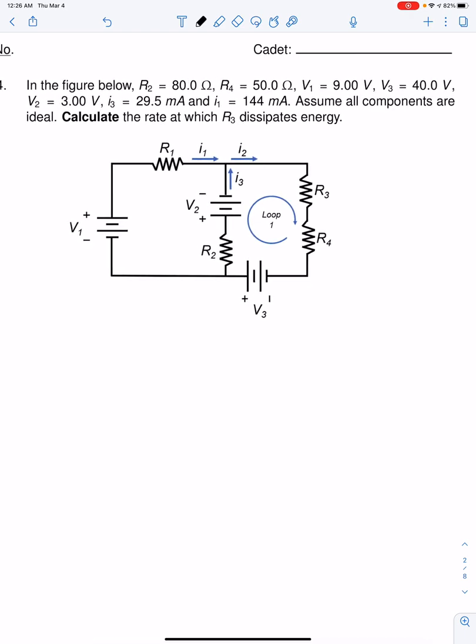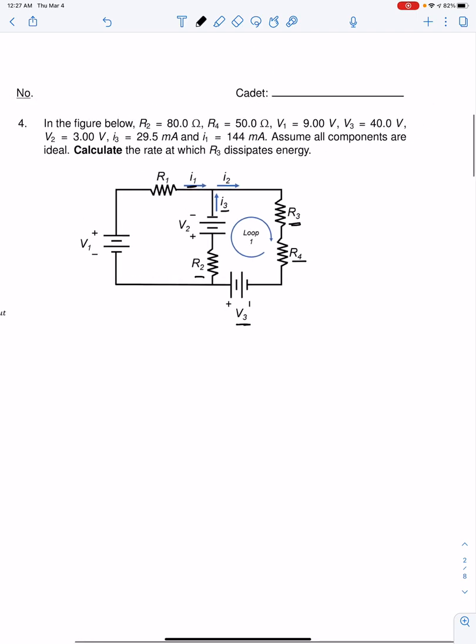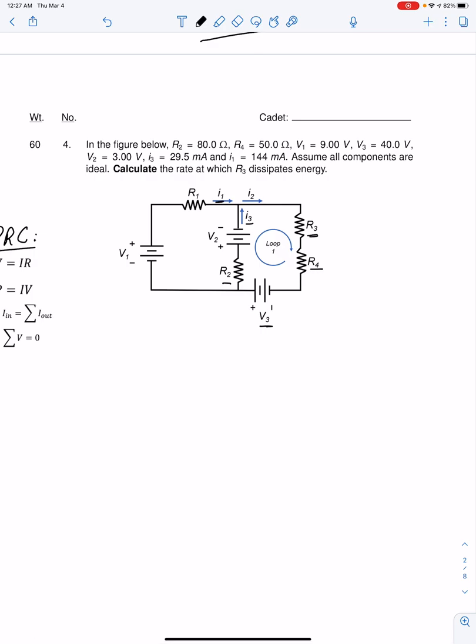I am already identifying that since it is R3, I am going to use loop 1, because it covers R3. Also notice that I am given R2, R4, and V3. And I am also given current 3 and current 1. Because I am given this, all I need to do, once I do Kirchhoff, is solve for R3.